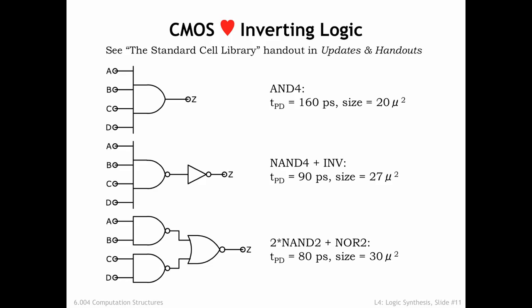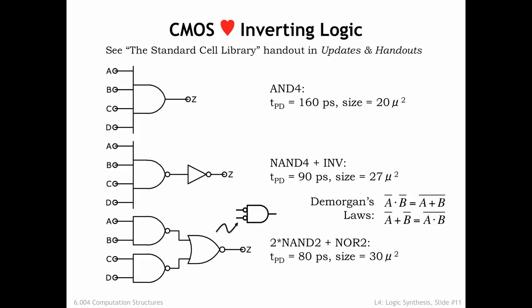Does this really compute the AND of A, B, C, and D? Yup, as you can verify by building the truth table for this combinational system using the truth tables for NAND and NOR. This circuit is a good example of the application of a particular Boolean identity known as De Morgan's law. There are 2 forms of De Morgan's law, both of which are shown here.